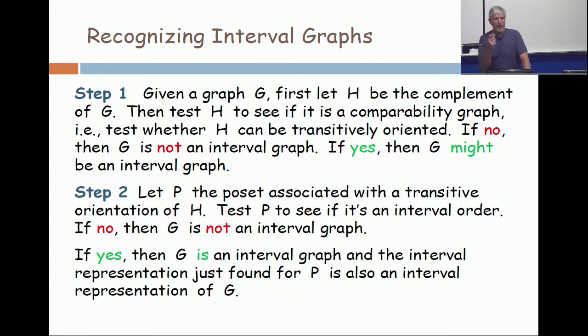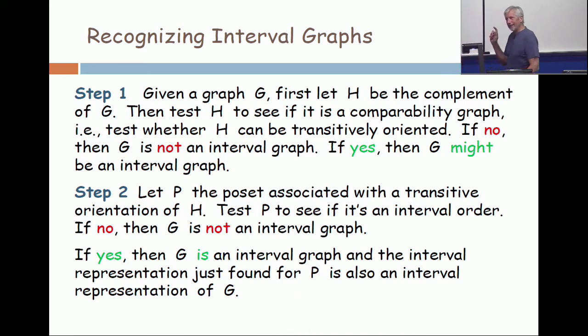And you can provide to the boss the certificate. Here's the set of steps that you take, and this forces this, and this forces this, and this forces this, and this forces this, and this forces this, and that makes this edge go this way and this way. So it's not a comparability graph. End of story. It's not a comparability graph, and the complement is not an interval graph. End of story.